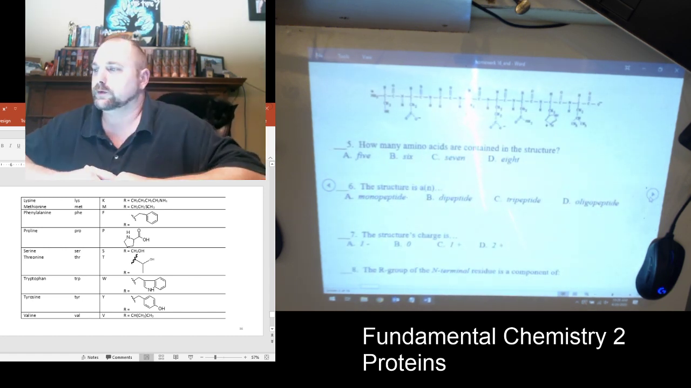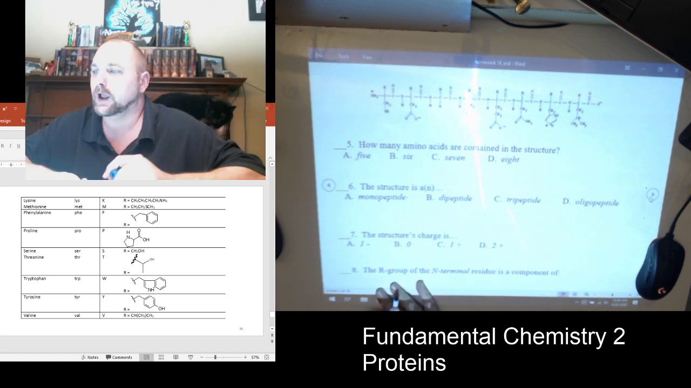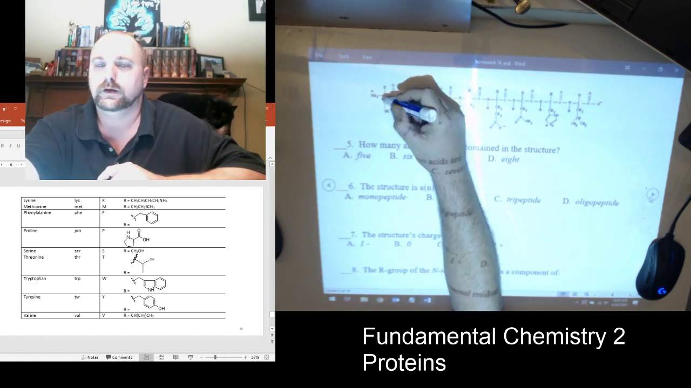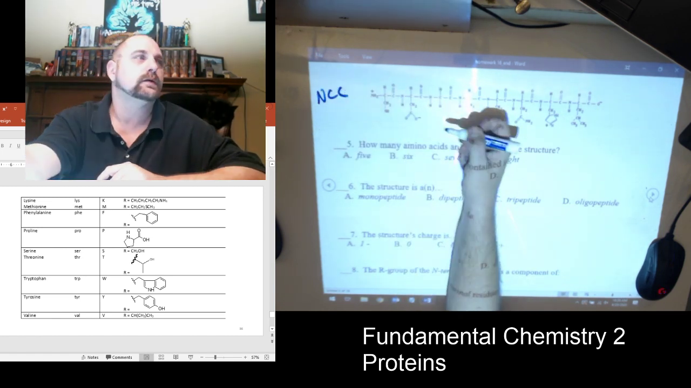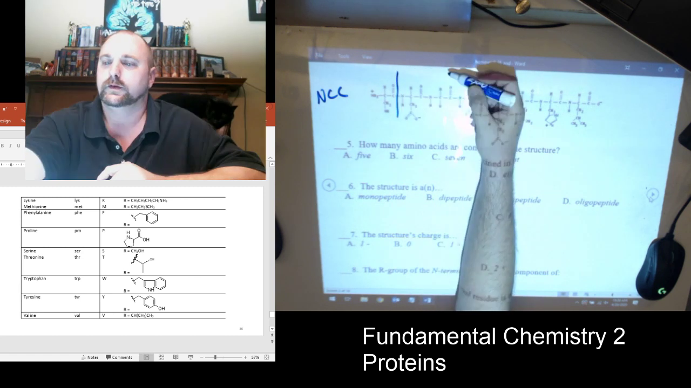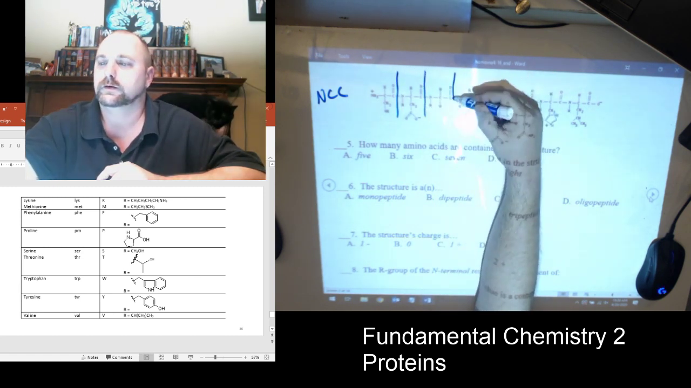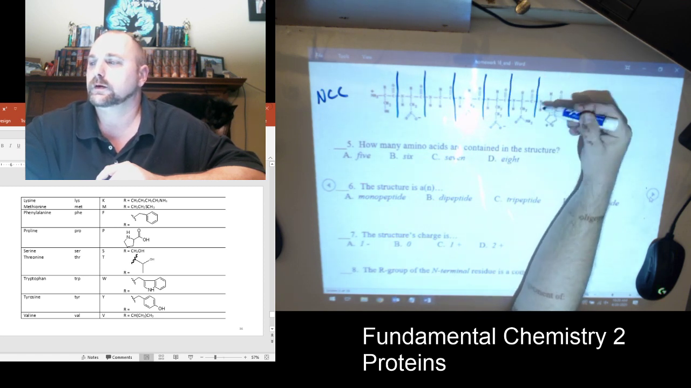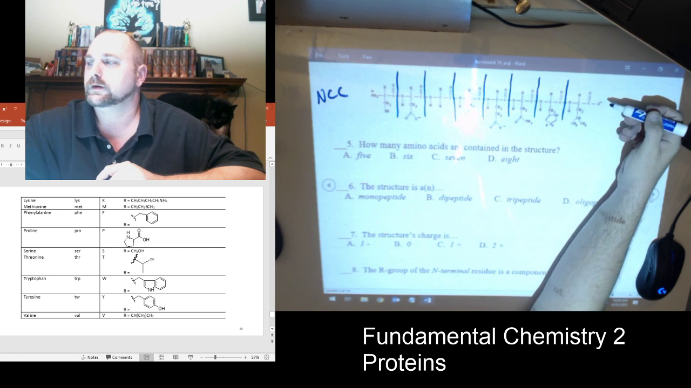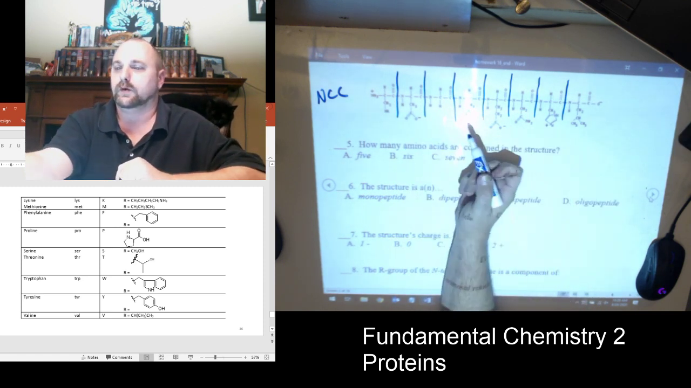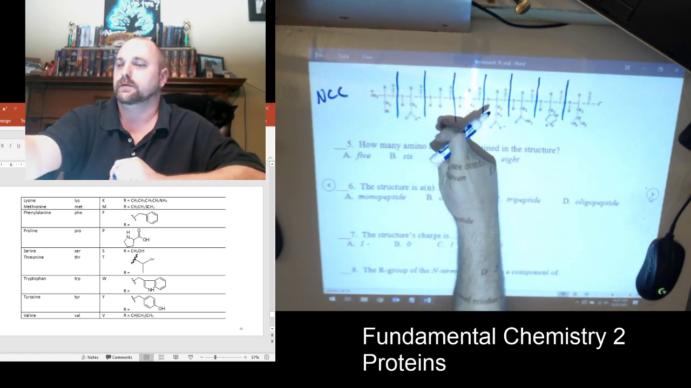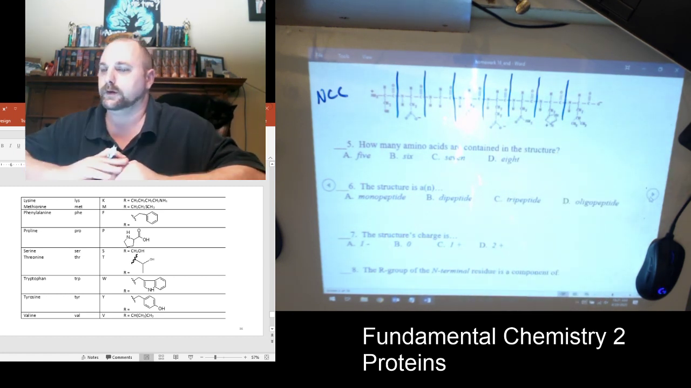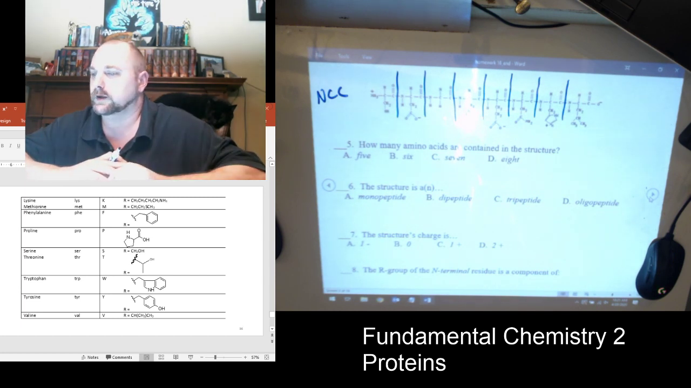Here's another one: how many are contained in this structure? So in this, NCC, NCC, NCC, NCC, NCC, NCC. How many are contained? 1, 2, 3, 4, 5, 6, 7, 8. 8.